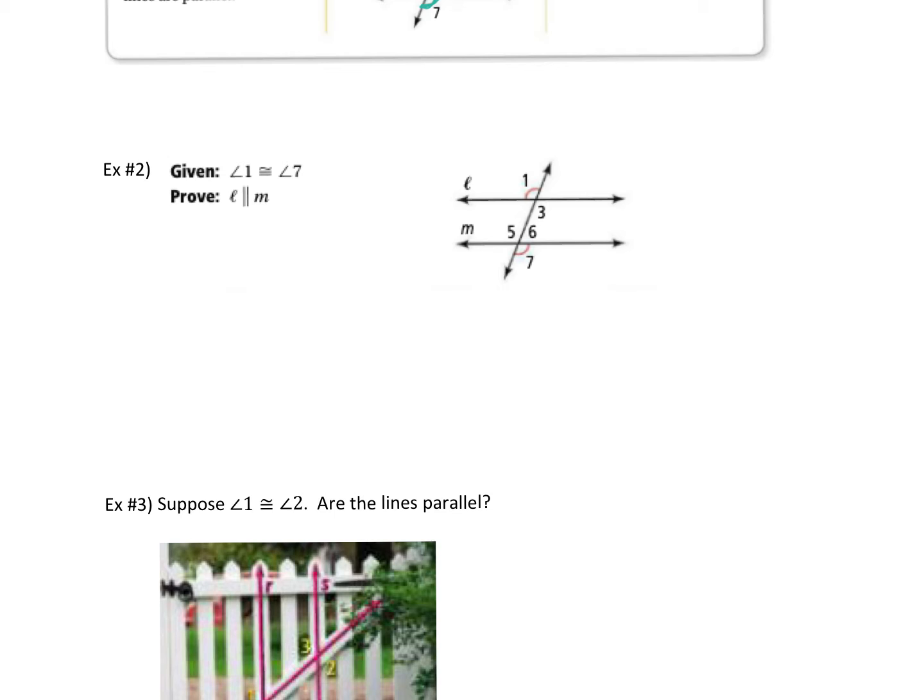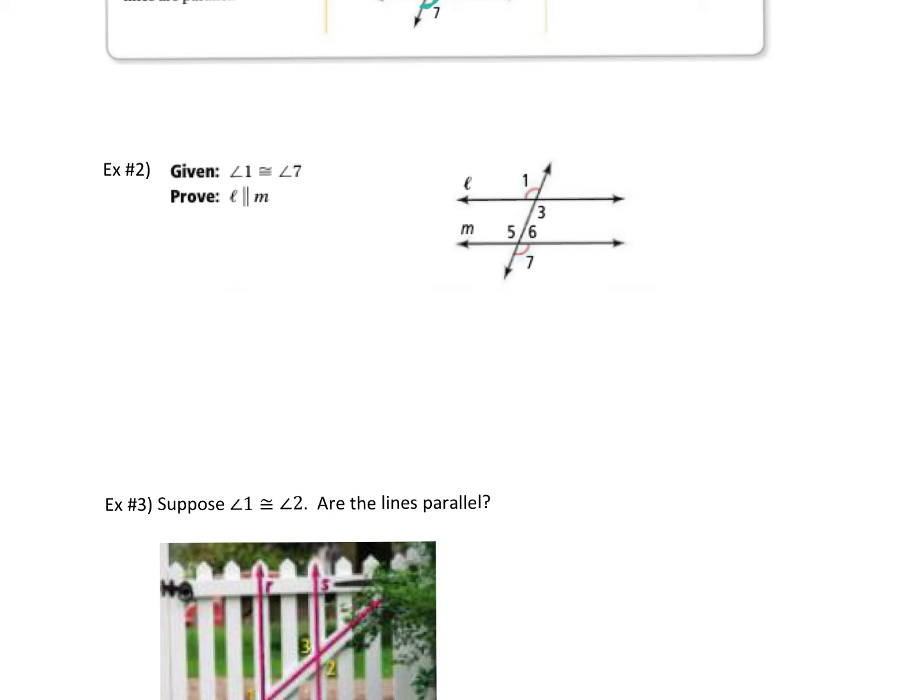Okay, here's the first thing I want you to think about. If you look at your given information, it says, given that angle 1 is congruent to angle 7, prove that L is parallel to M. So right now, we're doing a proof of the alternate exterior angle converse. So we can't use the converse of AEA and just say, well, duh, if those angles are congruent, then the lines are parallel. They want us to prove why those are parallel, so we kind of have to go at it in a roundabout way, which we're going to do.